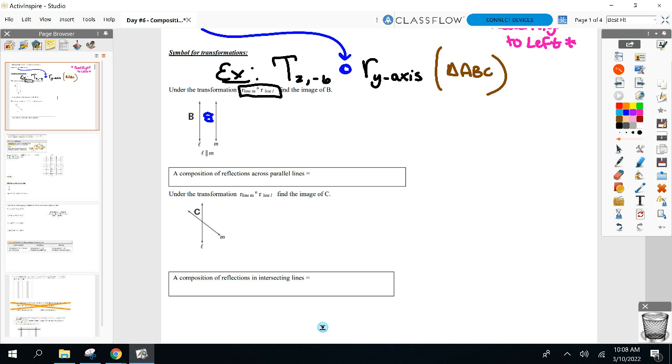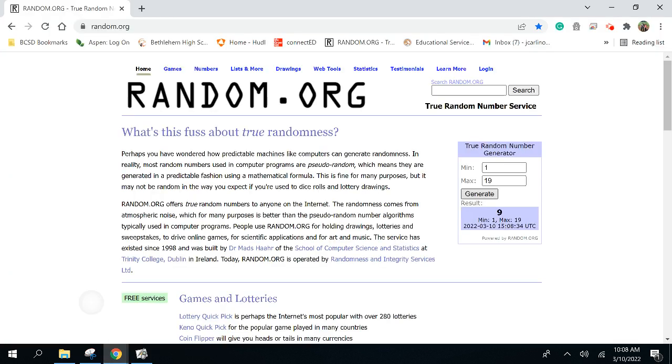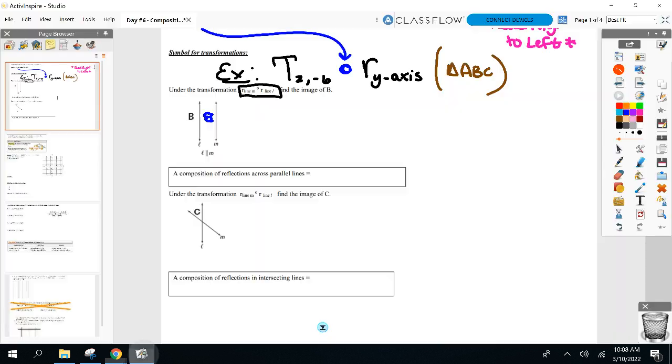So I reflect it. Keep working your way to the left. Now what do I want you to do with the B you currently just drew? Keep working your way to the left. Now what I want you to do? Reflect it over line M. So take the B you just drew, reflect it over line M, and draw me your final B. And there it is. Okay, so that's just how to read it.